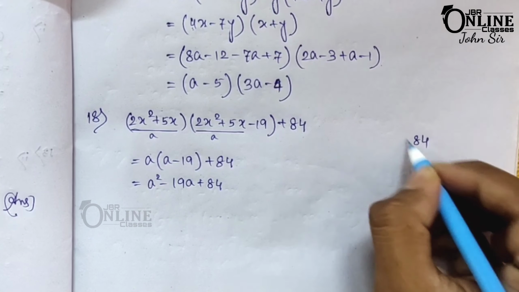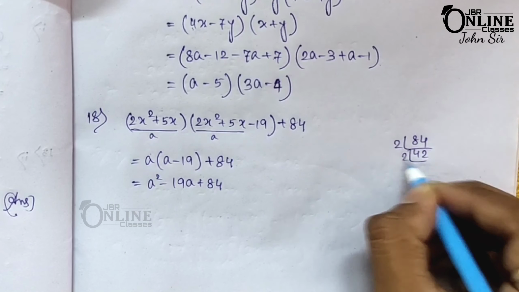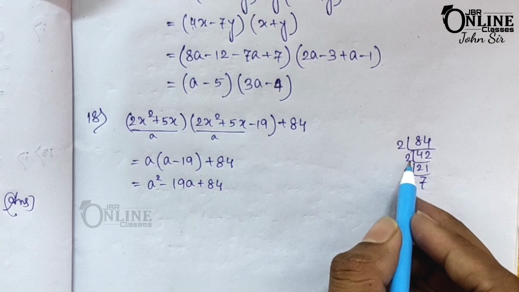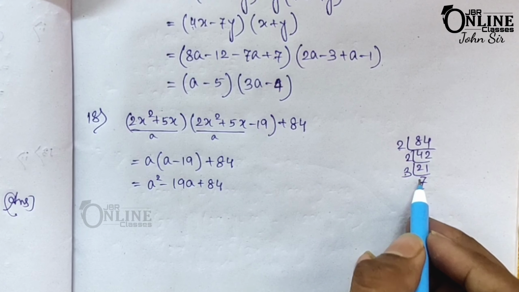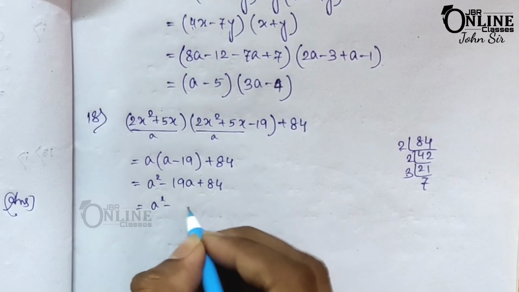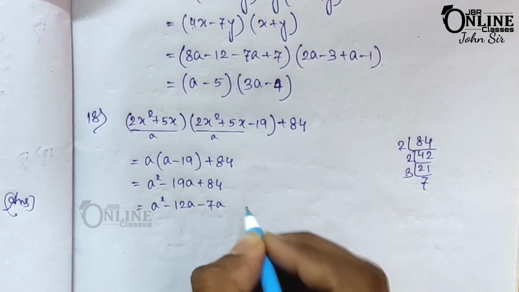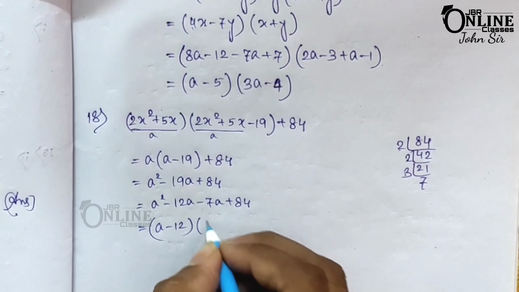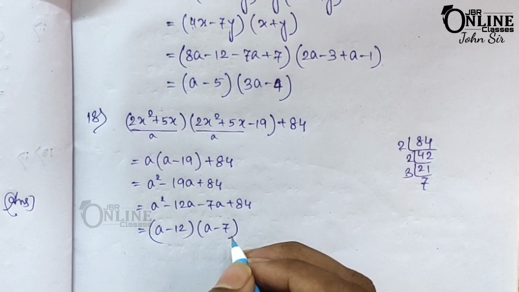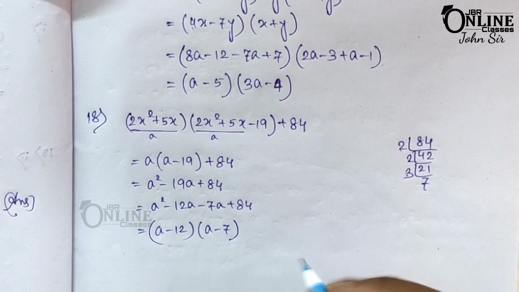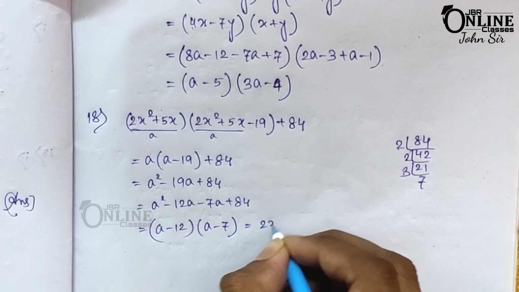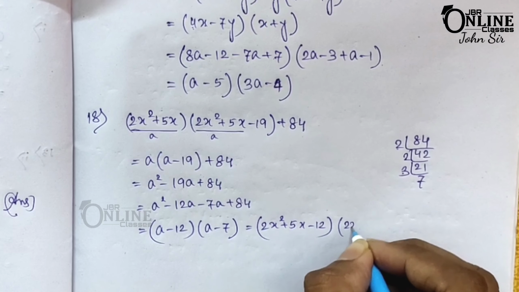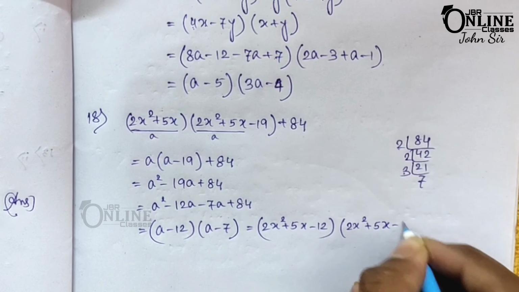Now factorize 84: 42, 21, 3 into 7. So here 3 into 2 into 2 becomes 12, and 12 plus 7 is 19. So a square minus 12a minus 7a plus 84. So here a minus 12 and a minus 7, these two are the factors. Now put down the value. So 2x square plus 5x minus 12, and the second one 2x square plus 5x minus 7.